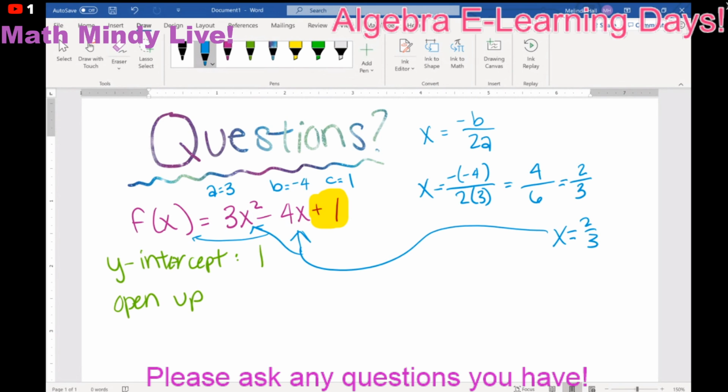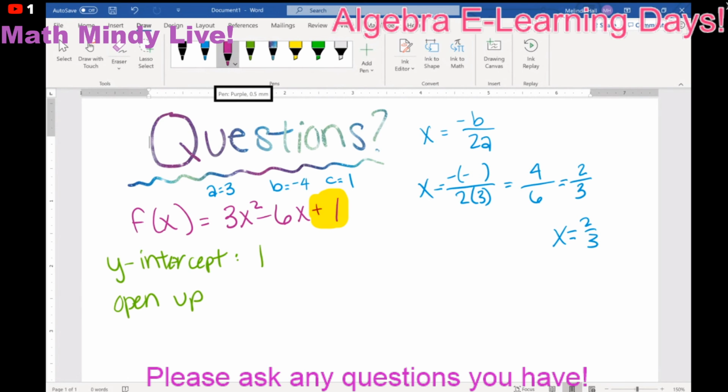To make this work a little nicer, here's what we can do. This is some math magic for you. If we change that negative 4 to a negative 6, there we go, then we would end up with a positive 6 over 6, which would be 1. And so our axis of symmetry would be at x equals 1.